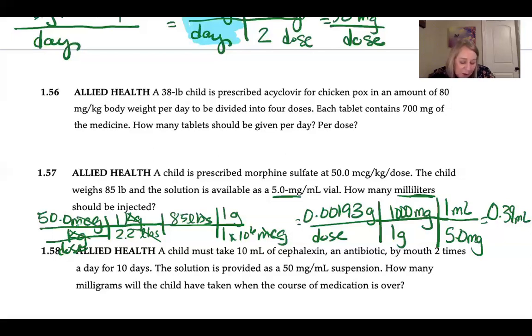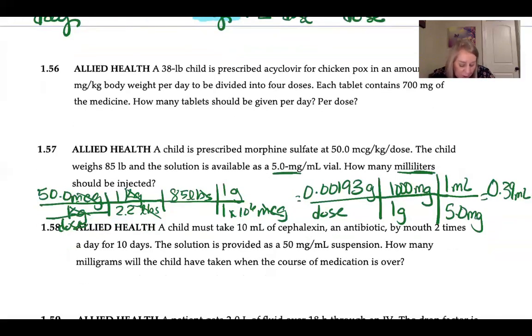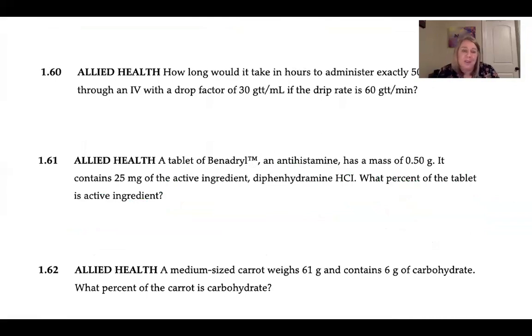Okay, so that gives you a good sampling of some of the different dosage calculations, right? Okay, so the last one that we're going to do, we're going to talk about percents. In this case, a tablet of Benadryl, which is an antihistamine, has a total mass of 0.5 grams. It contains only, even in that 0.5 grams, only 25 milligrams of the active ingredient, diphenhydramine HCl. And it should be an L, not an I. What percent of the tablet is the active ingredient?